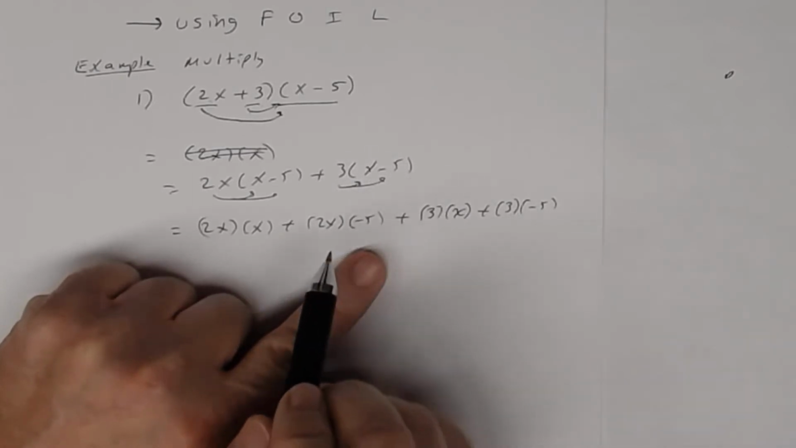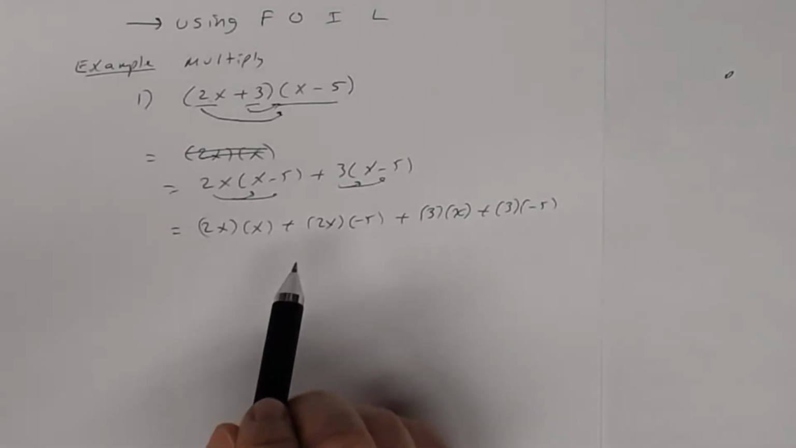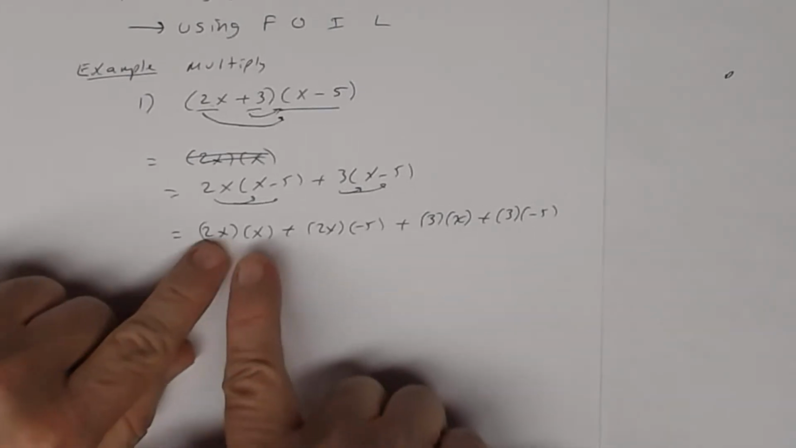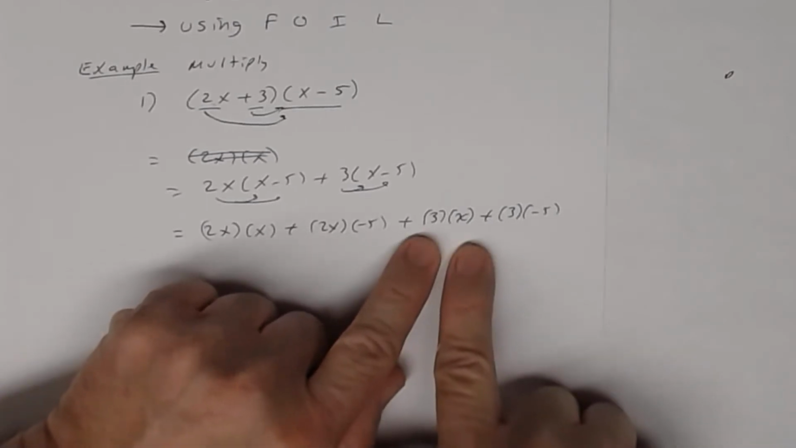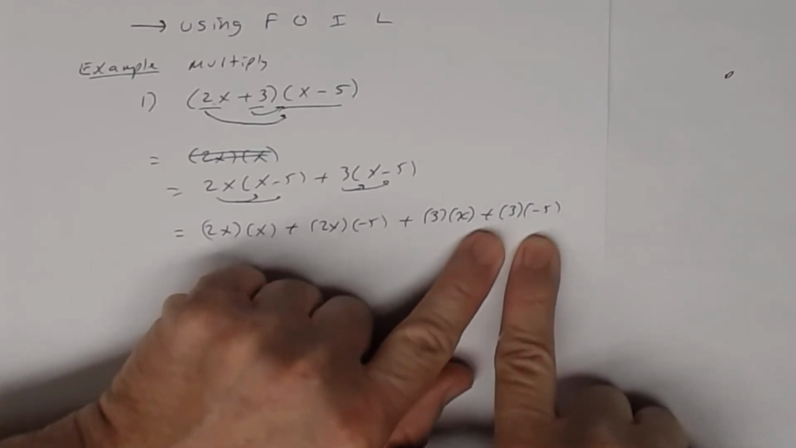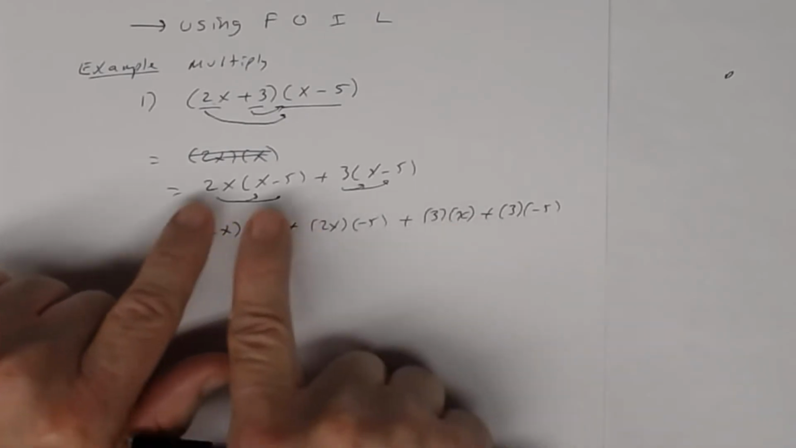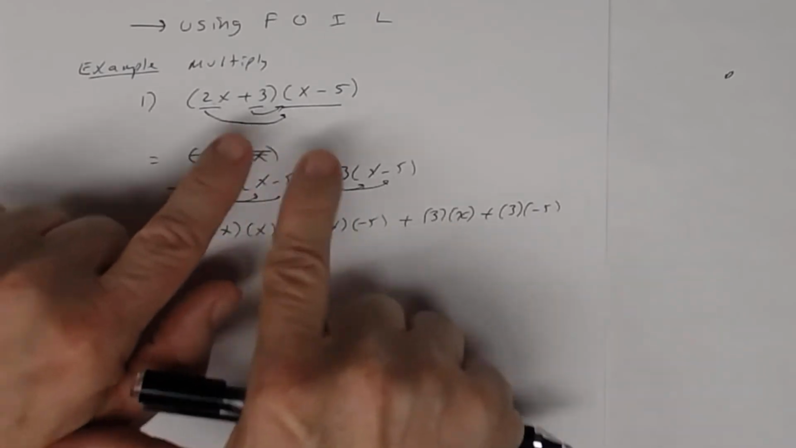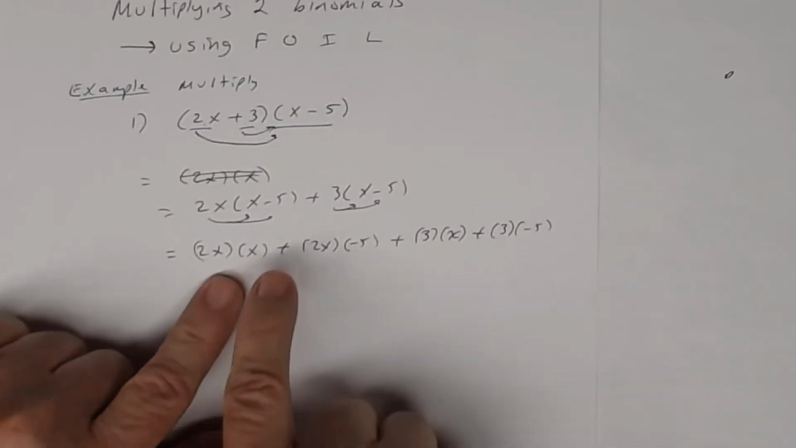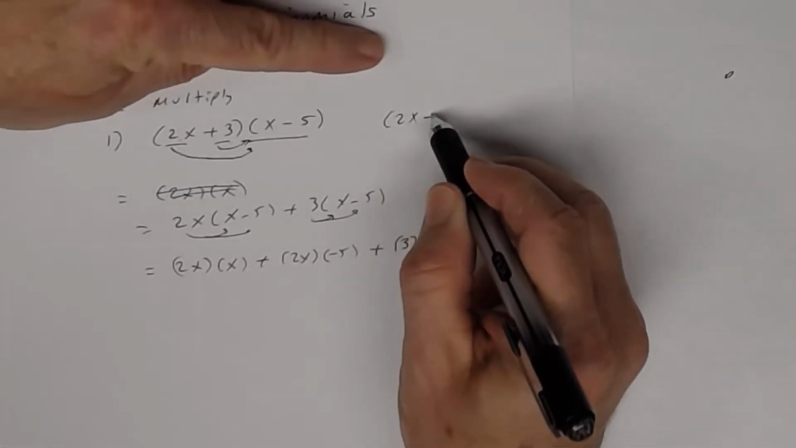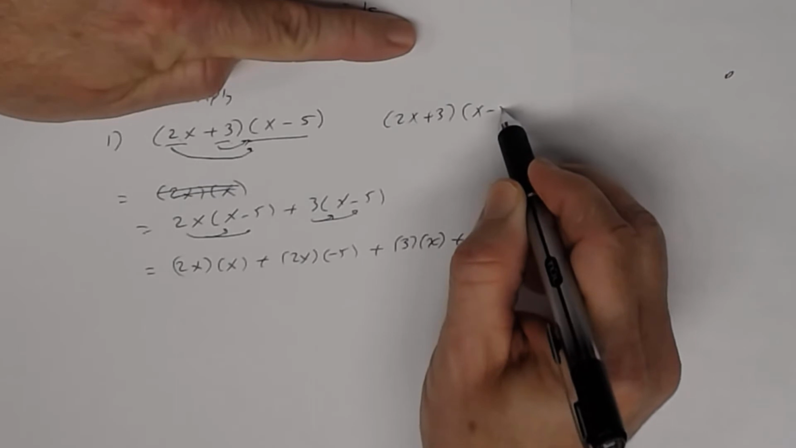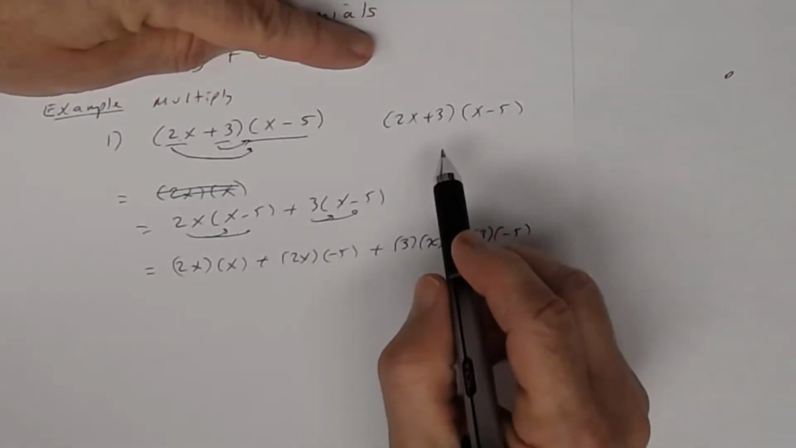All right, now I want you to notice I have four products here: this product, this product, this product, this product. What I want you to think about is this. When I used the idea of the distributive property here, I want you to think about what you have. I'm going to rewrite this over: 2x plus 3 times x minus 5.